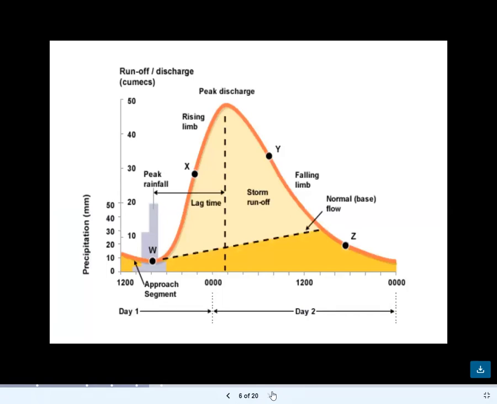Okay, the hydrograph is showing it in two parts, that is day 1 and day 2, and precipitation is given. What is precipitation? It is nothing but rainfall. Okay, so whatever the discharge is there, then it is derived, and the maximum discharge is the peak discharge.